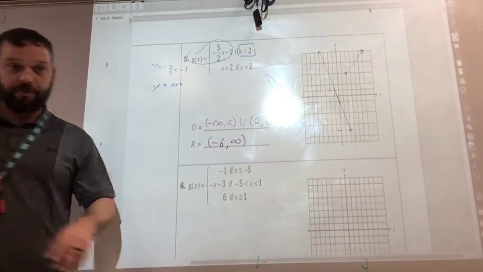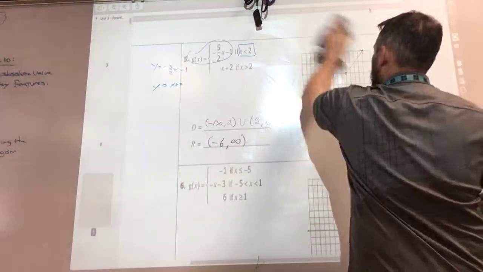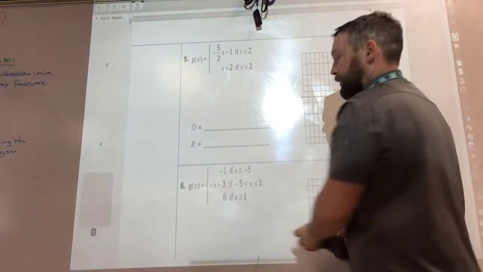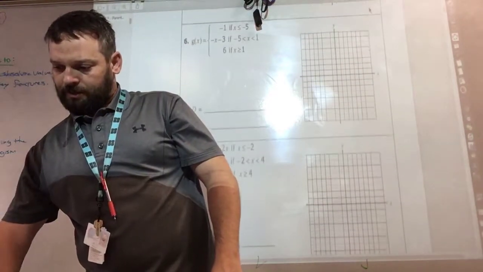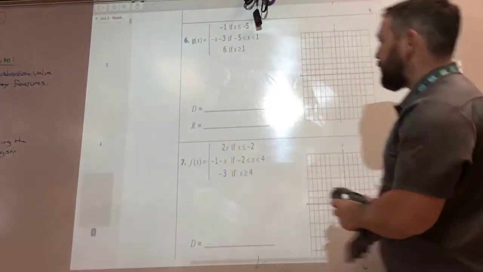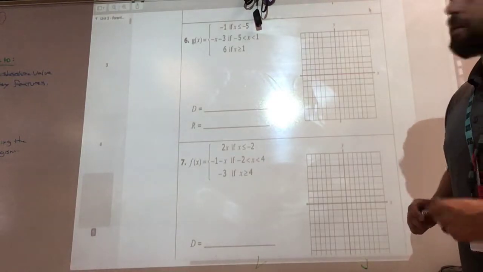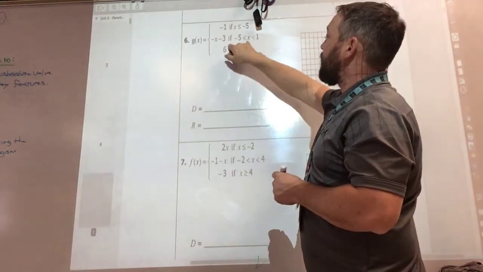So let me get my eraser here. Let's move on to number 6. Number 6 actually has 3 pieces in here. I don't guess I can zoom that. All right, so number 6. Oh, I want to have a compound inequality in here.